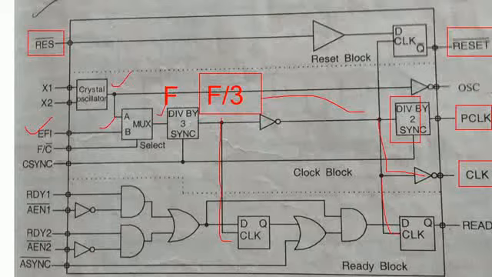Means if I am having the F by 6 over here, it is going to be the F by 6. I think you are not able to see this one. I'm just putting it over here. It is going to be the F by 3.